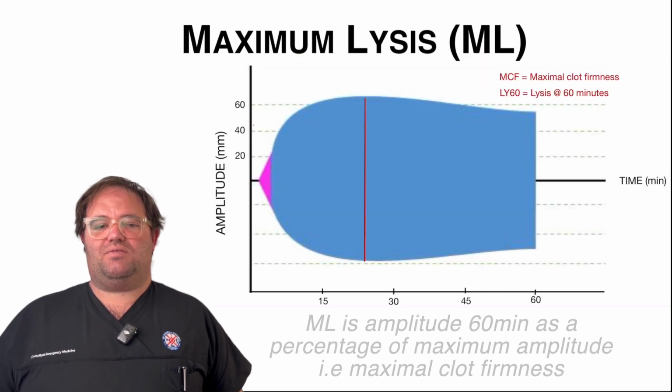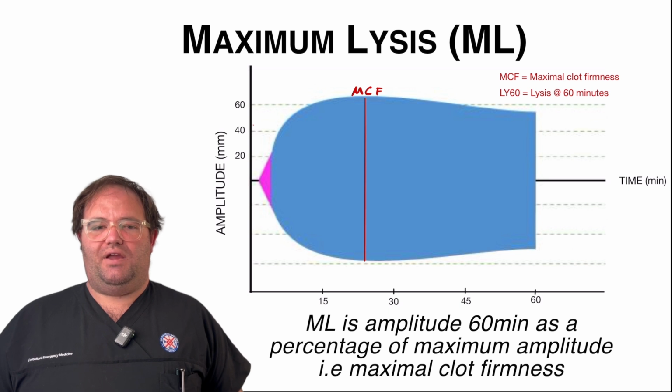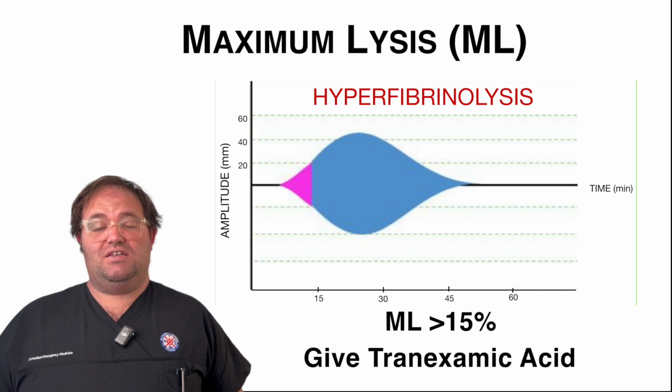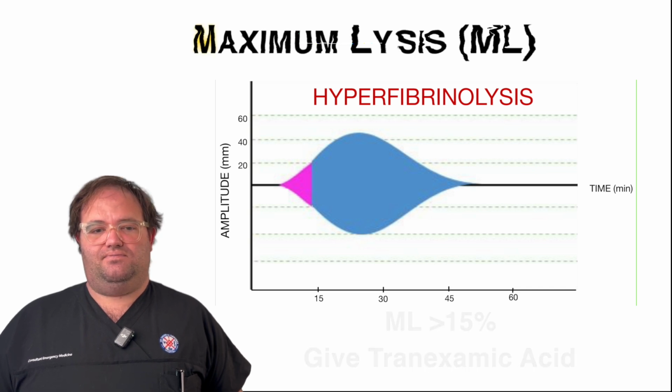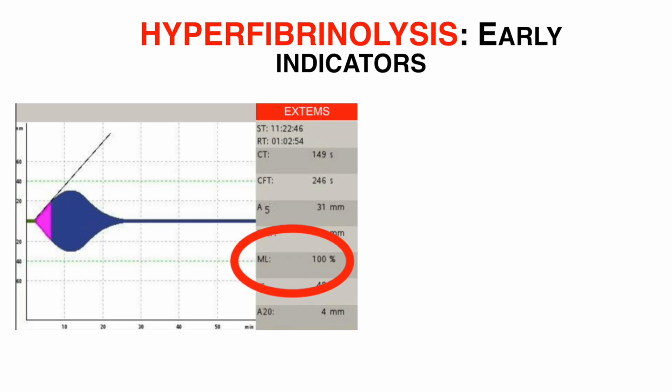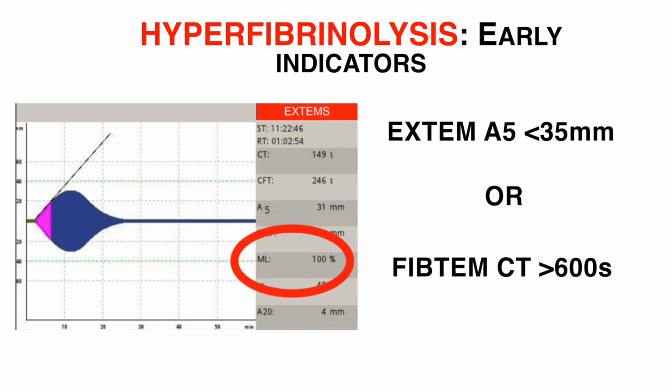Next, the maximum lysis. This tells you about clot breakdown. If greater than 15% at 60 minutes, you're dealing with hyperfibrinolysis and you need to give tranexamic acid quickly. In practice, waiting an hour is too long to make the diagnosis of hyperfibrinolysis. Thankfully, there are a couple of early indicators, such as XTEM A5 of less than 35 millimeters or a clotting time of greater than 600 seconds on the FibTEM.